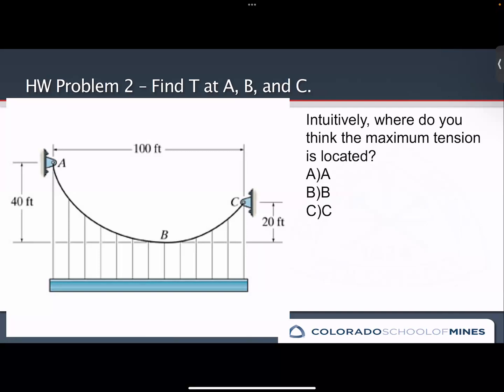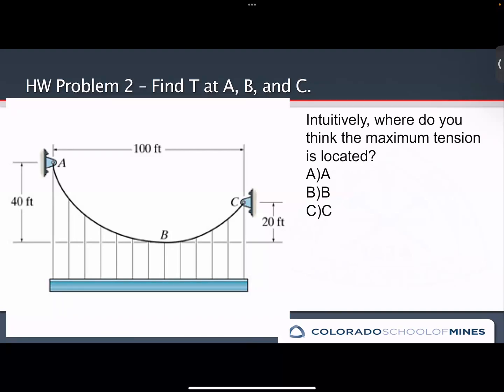All right, 60% said A. That is the correct answer. It is going to be just like before. It is going to be at the location where the slope is the steepest. So maximum slope is going to give us our maximum tension. So A, and it's always going to be the point that's higher. Whatever point is higher is going to have a steeper slope. So A is higher than C, so it will have a steeper slope.